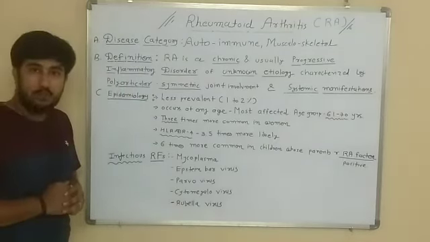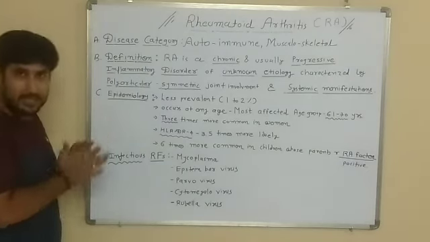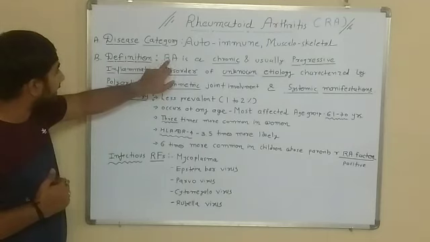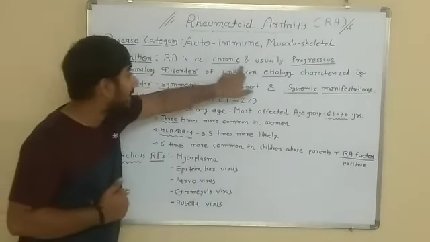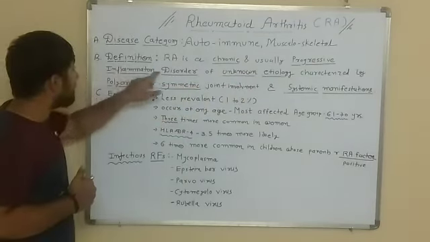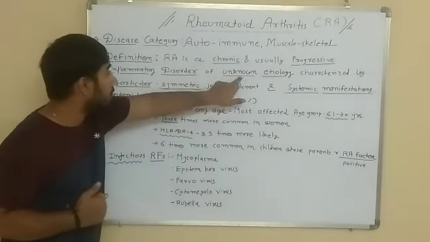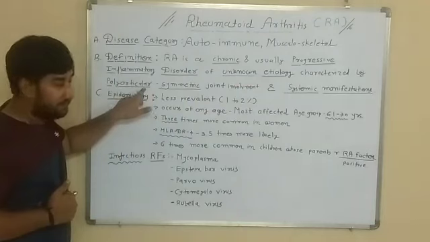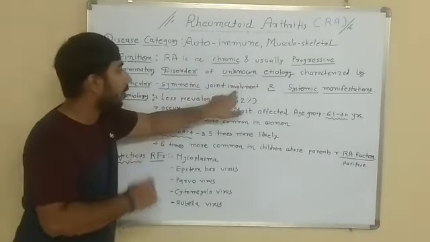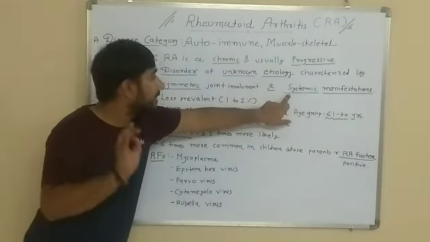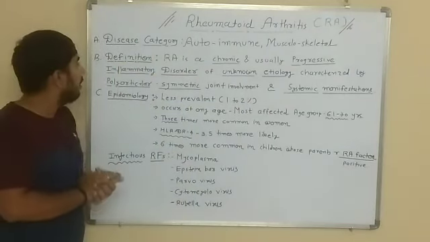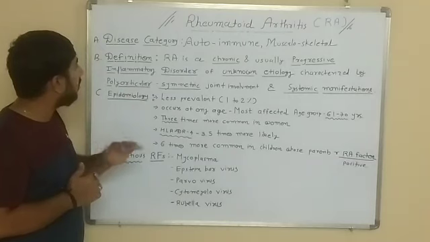Coming to the very important portion, that is the definition. First I read the definition. RA is the abbreviation of rheumatoid arthritis. RA is a chronic and usually progressive inflammatory disorder of unknown etiology, characterized by polyarticular, symmetric joint involvement and systemic manifestations. We will understand the important points one by one.